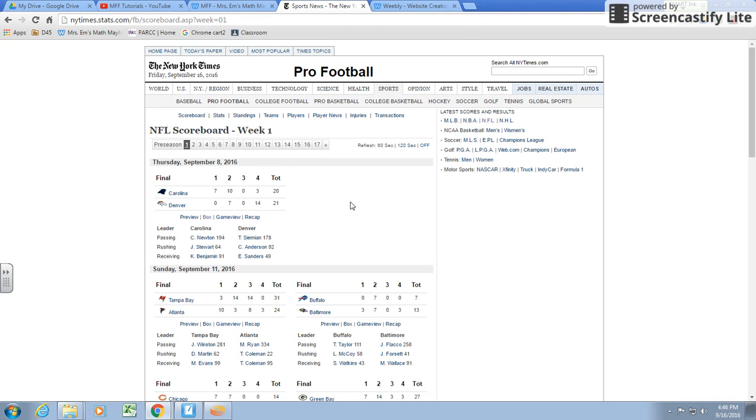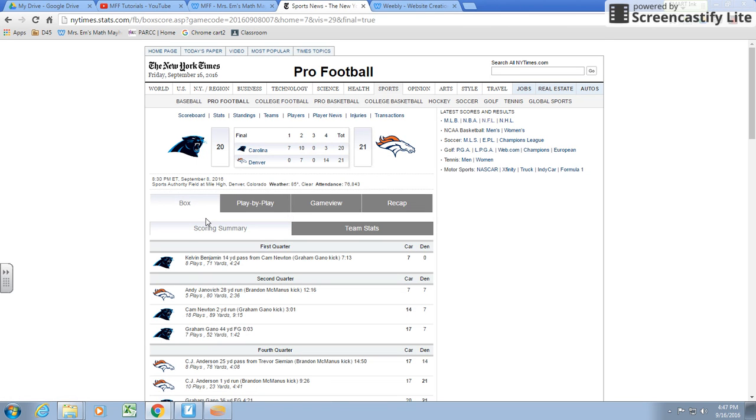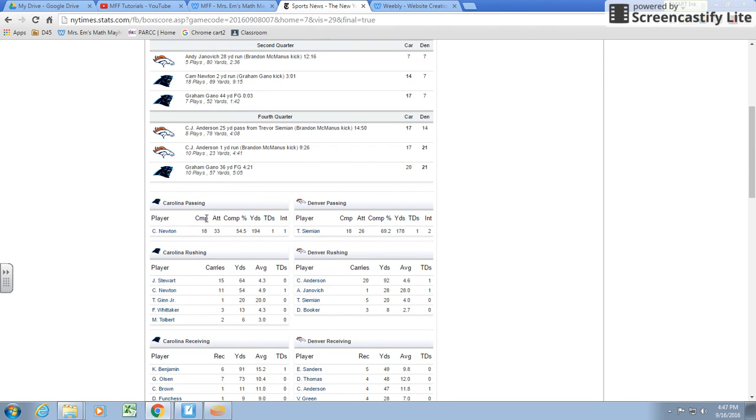Now, we want to look at Carolina Panthers defense scoring. So I'm going to find Carolina, which is right here, and I'm going to select box, which is where all the scores are. Then I'm going to scroll down. Now, here's where I see the stats that I need.